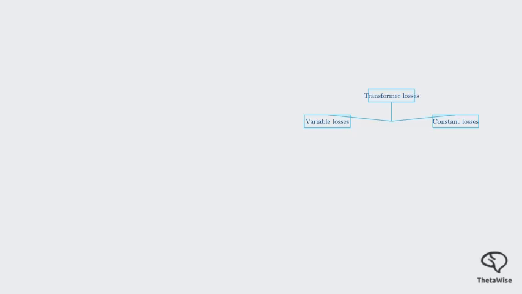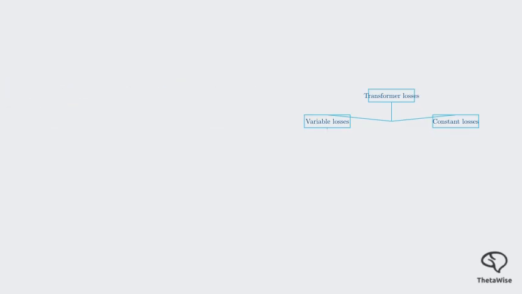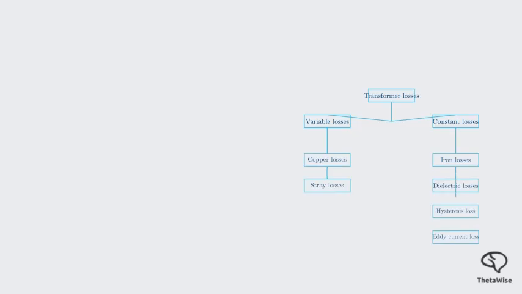Variable losses change with the amount of load on the transformer, while constant losses stay the same regardless of the load. We can think of this as variable losses depend on the output power delivered, while constant losses are present even when the transformer is just turned on and doing nothing. Under variable losses, we have copper losses and stray losses. Under constant losses, we find iron losses and dielectric losses. Iron losses are further subdivided into hysteresis loss and eddy current loss.